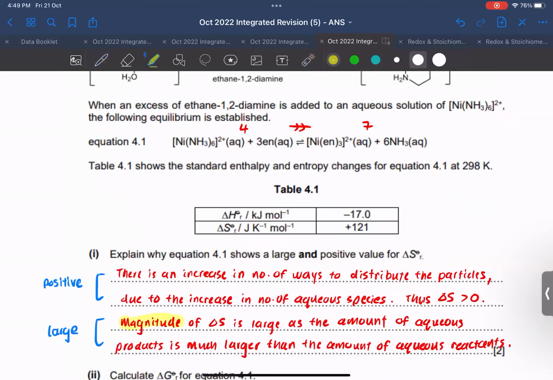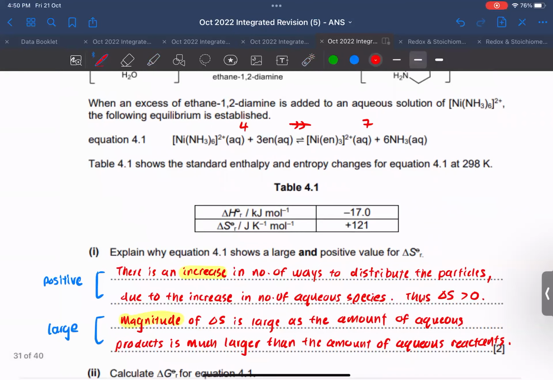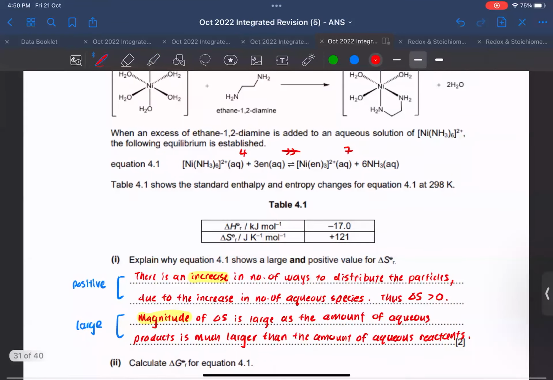The first half, you can just say the increase in number of ways to distribute the particles. That's to address positive. When you split your answer like this, it's clear enough. A lot of your answers, when I see this question, tend to be very similar, like the large and the positive, I can't differentiate, then I can only give you guys 1 mark. That's what the examiner's perspective will look like.